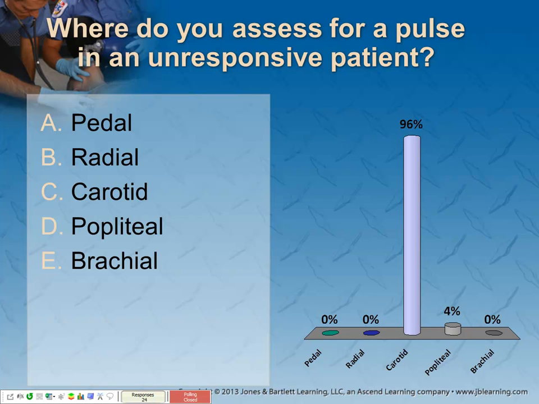Carotid is the best place to check for a pulse. And where do you find that at? In the neck, right? Usually two finger breadths over from the trachea. You checking both at the same time?